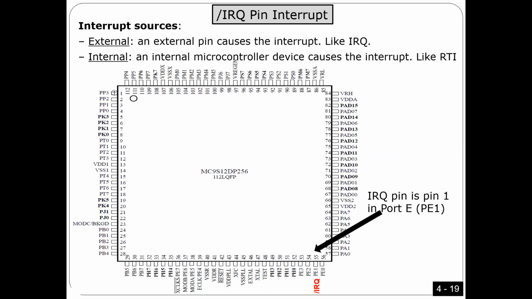Number one, you told us IRQ has an external pin. Yes, that's true. So where is the pin? The pin is here, guys: PE1, the second pin here. This is the pin for IRQ. That means every time there is a falling edge on this pin, you trigger an interrupt. So if you have a sensor, you can connect the sensor to this pin. Is that okay, guys? Any questions?